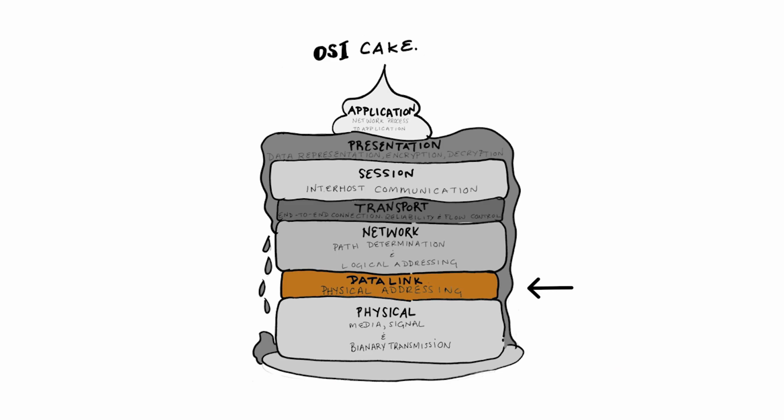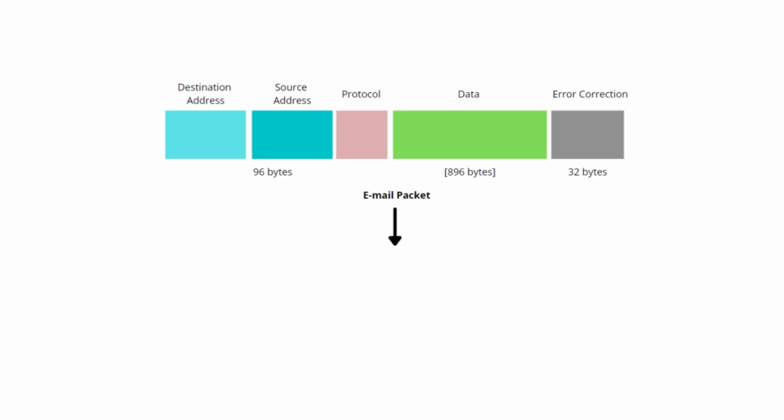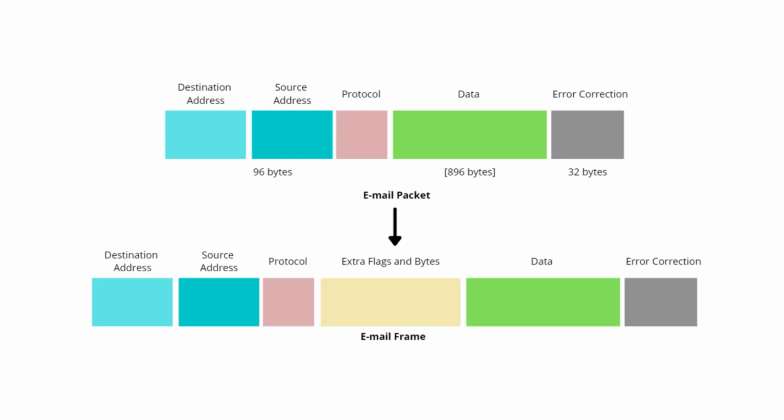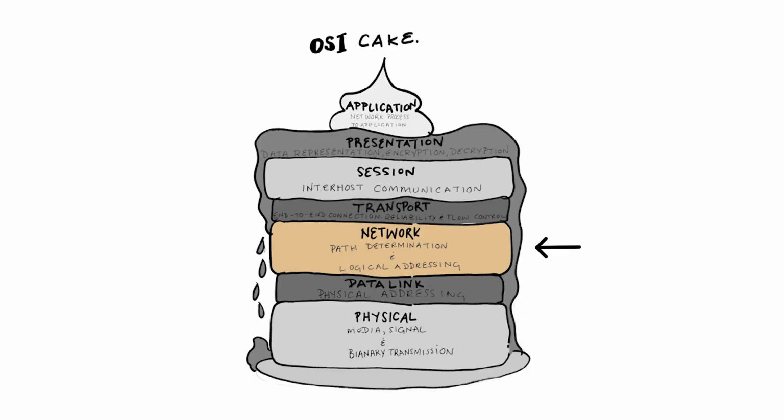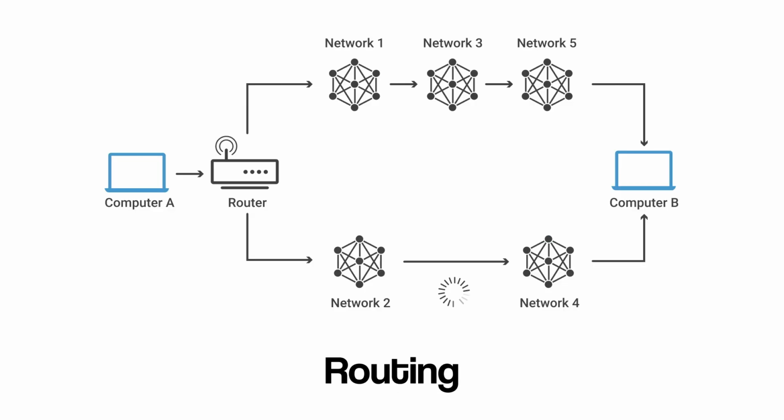Layer 2 is the data link layer. It focuses on data transfer within the same network, breaking small packets of data into frames and handling flow control and error control within the network. Layer 3, the network layer. It's responsible for facilitating data transfer between 2 different networks. It finds the best physical path for the data to reach its destination, known as routing.